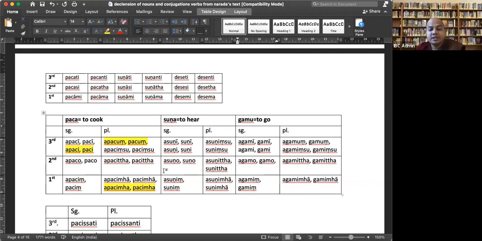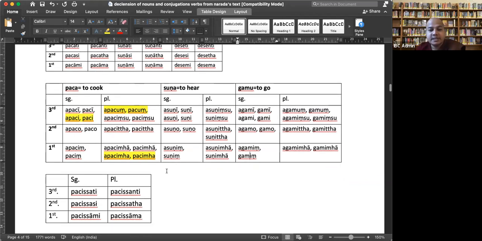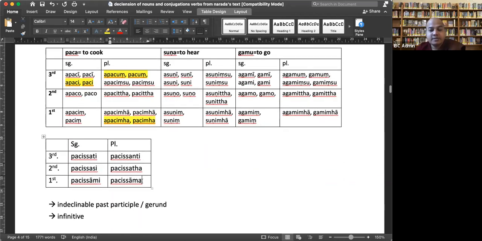Okay, so these three forms of verbs we have studied in the past tense. And then what you have studied recently is the future tense verb. This is the sign of the future tense verb, sati. So I have studied pachisati, pachisanti, pachisasi, pachisata, pachisami, pachisama. Right? So these three different forms of verbs we have studied.